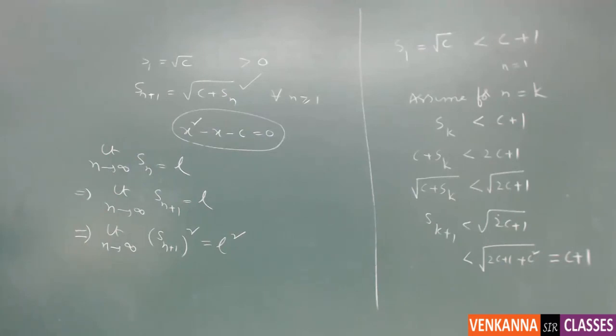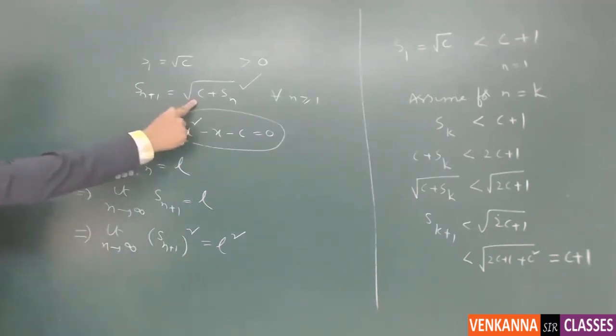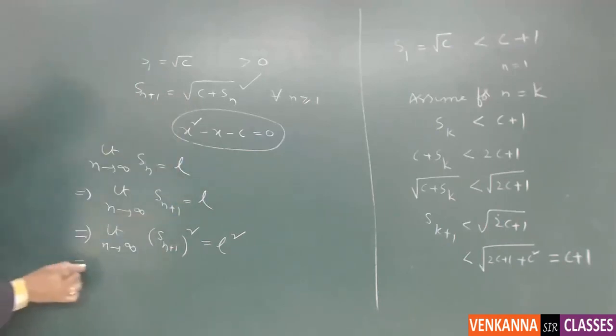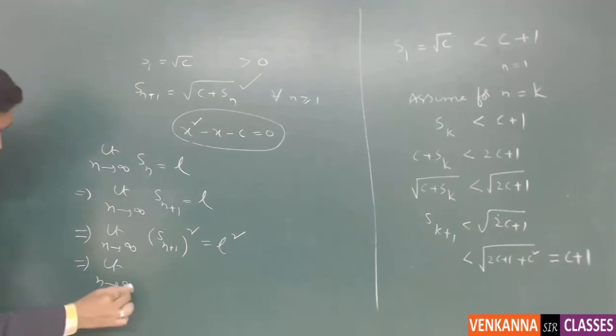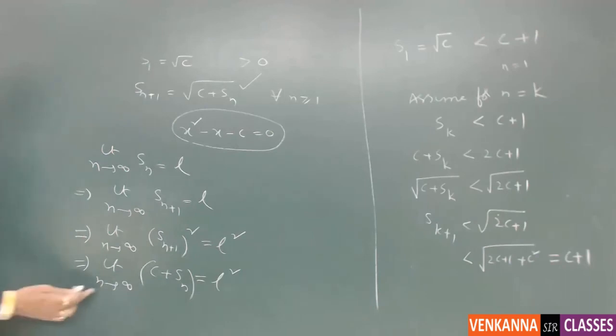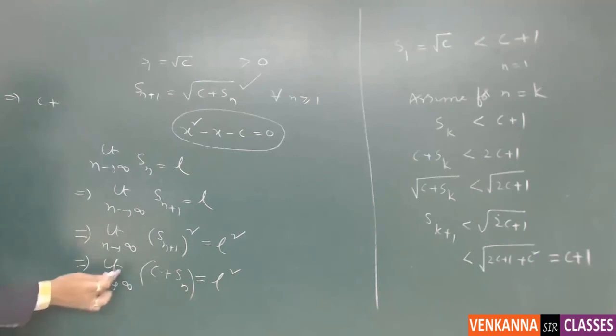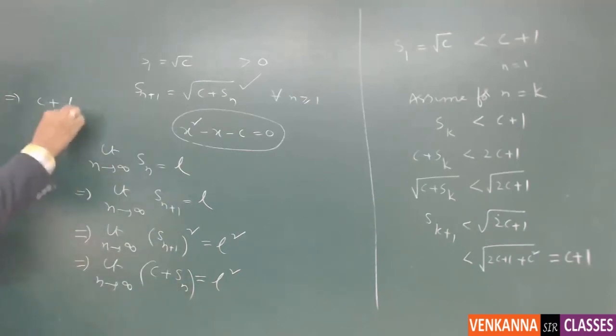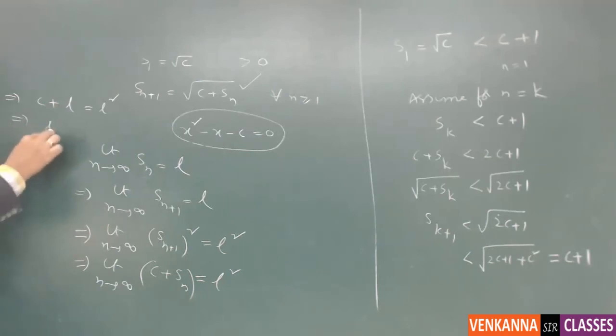Fine. As per the product of the sequences considered. Yes or no? So you know that Sn plus 1, if you take a square, it is nothing but C plus Sn is equal to L square. So apply the limit to this; C is a constant. If you apply the limit as n tends to infinity of Sn, it is nothing but L, so L is equal to L square, which implies L square minus L minus C is equal to 0.